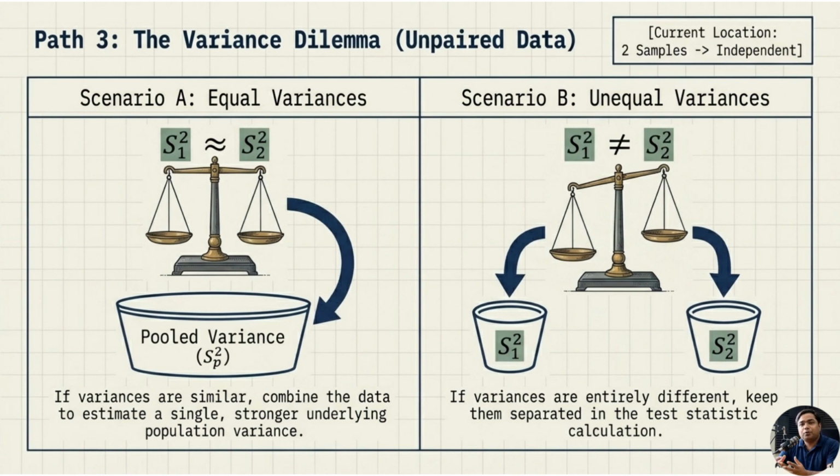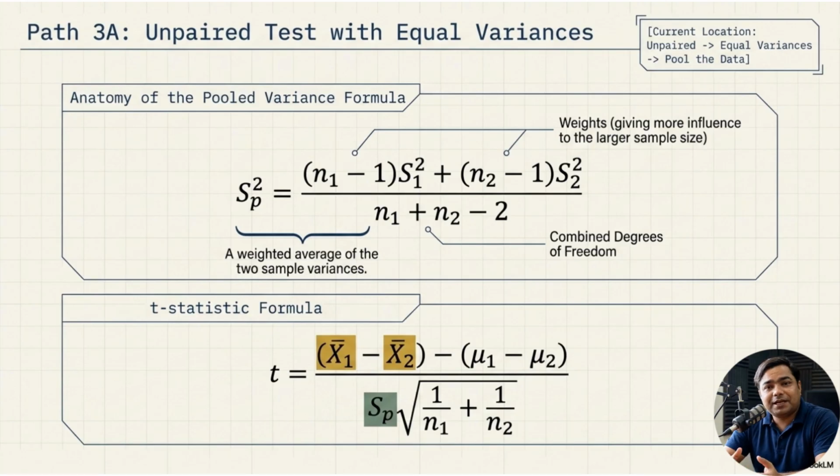If yes, use the pooled variance t-test. If no, use the unequal variance method. This decision affects both the formula and the degrees of freedom. Now let us look at the unpaired t-test with equal variances.